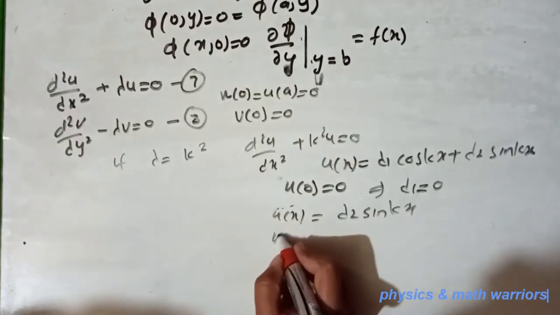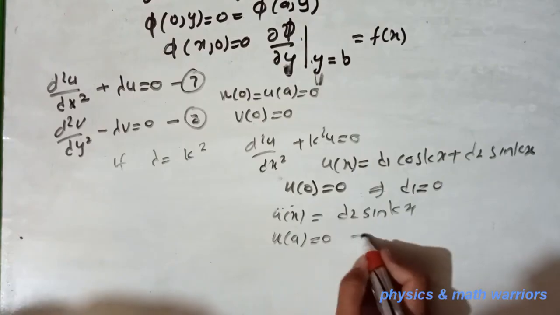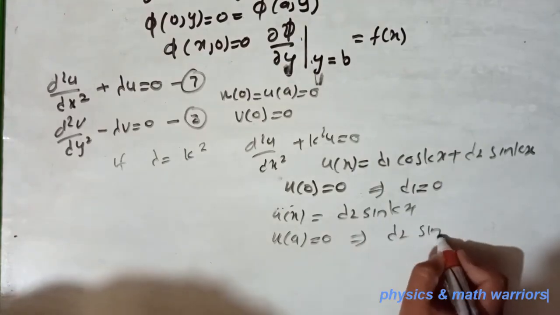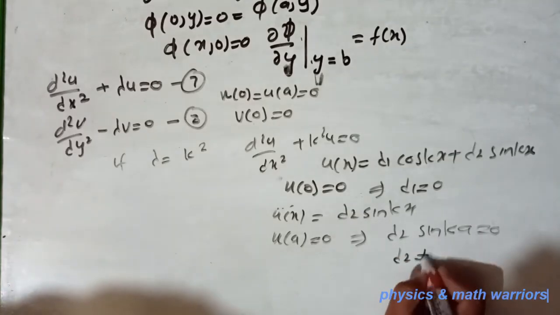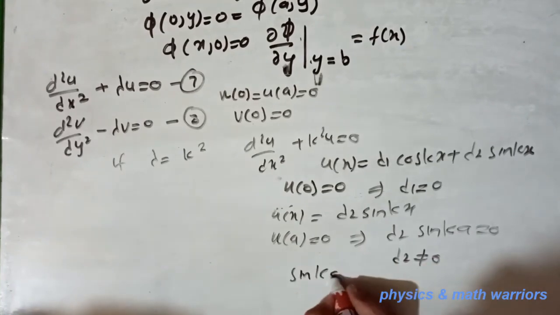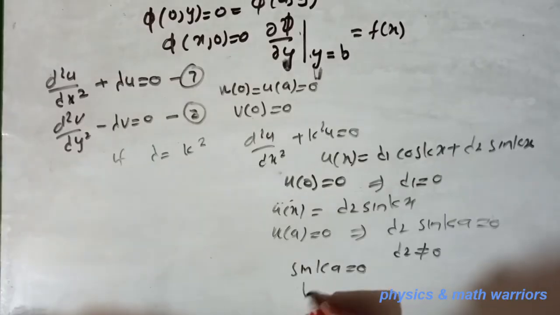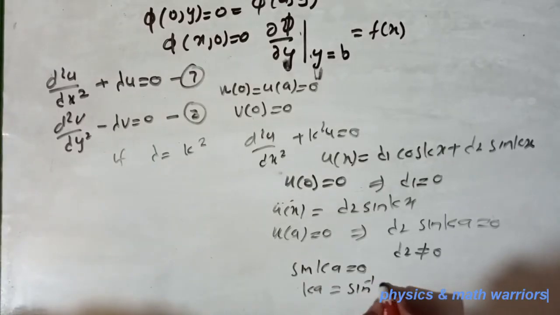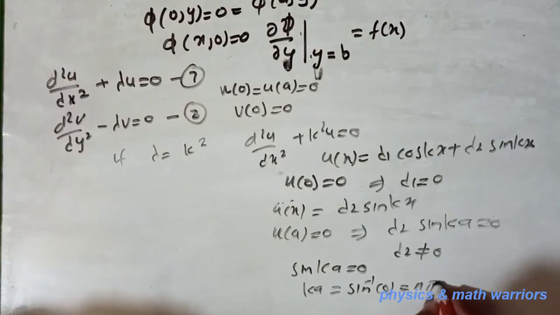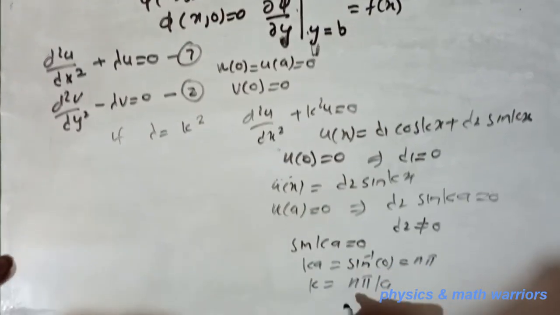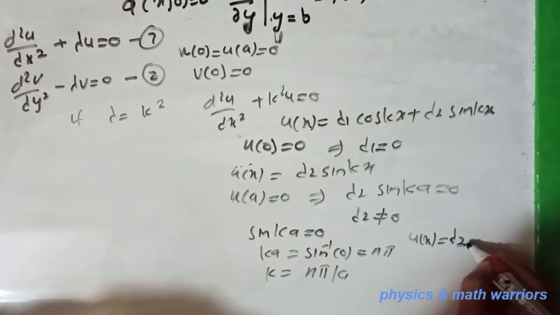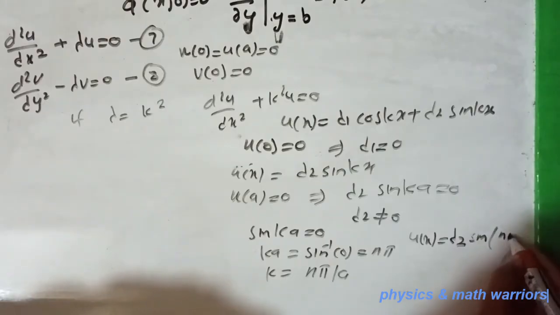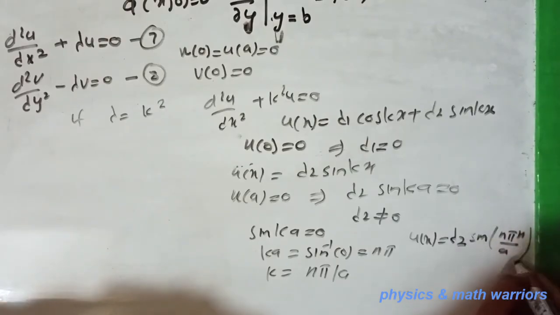Now we'll use second condition, which is u of a is equal to 0 implies d2 sin ka is equal to 0. Since d2 is not equal to 0, sin ka is equal to 0, and ka is equal to sin inverse 0 is equal to n pi, and k is equal to n pi over a. So u of x is equal to d2 sin n pi x over a.